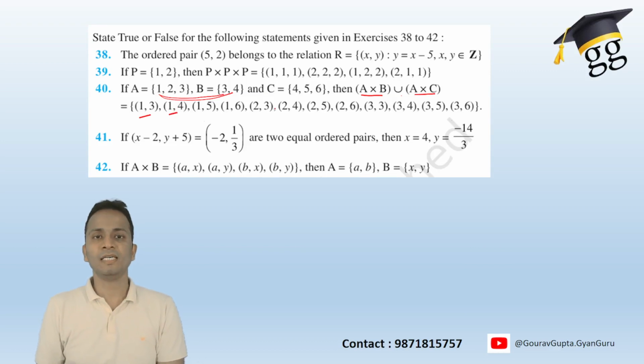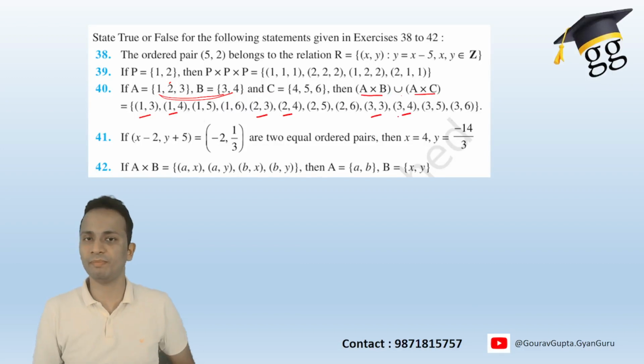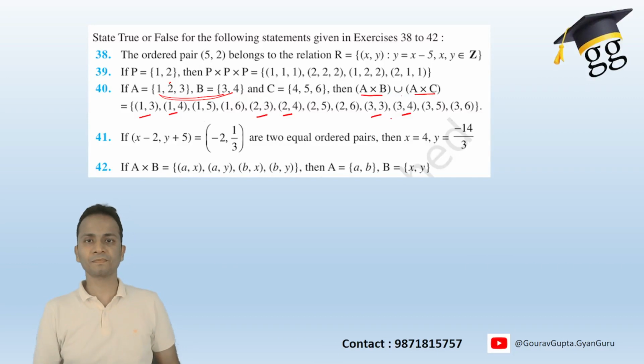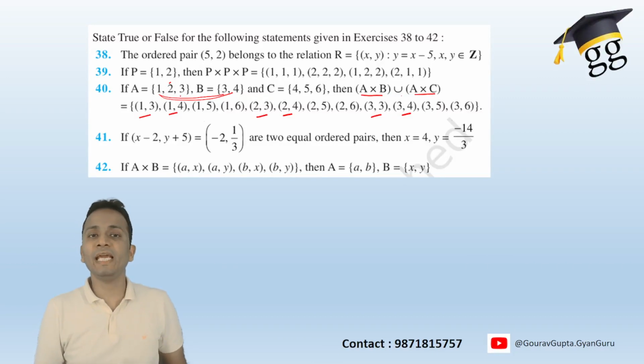Alright. Then 2, 3 and 2, 4. 3, 3 and 3, 4. So 2, 3, 2, 4, 3, 3, 3, 4. I have all of them. Right? Okay. Now what about A cross C?